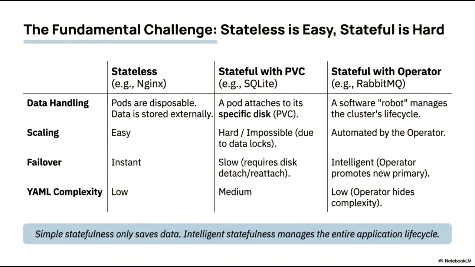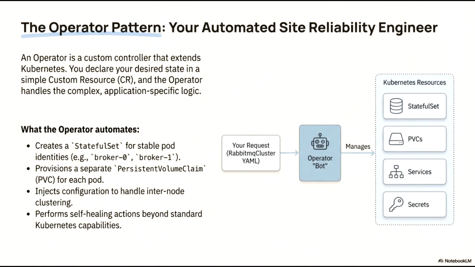The most advanced approach is intelligent statefulness using an operator, commonly seen with complex systems like RabbitMQ. An operator acts as a software robot that manages the cluster's entire lifecycle. It automates scaling and handles failover intelligently by performing tasks like promoting a new primary node. While the internal logic is sophisticated, the operator hides this complexity from the user, keeping the YAML requirements low. Ultimately, simple statefulness only ensures that your data is saved, whereas intelligent statefulness manages the health and life cycle of the entire application. The operator pattern essentially acts as your automated site reliability engineer.